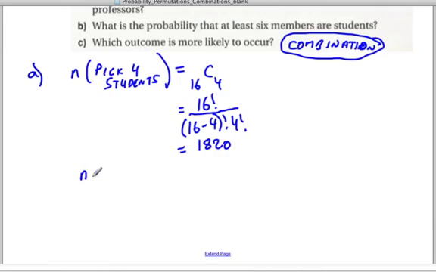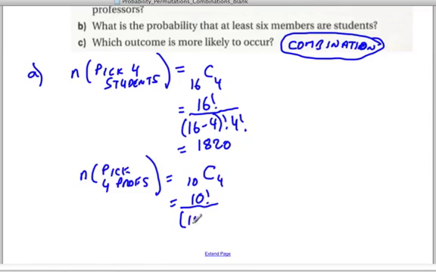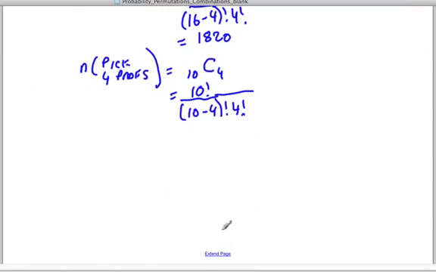Now the number of ways that we can pick 4 professors out of the 10 is equal to the combination of 10 choose 4, which is 10 factorial over 10 minus 4 factorial times 4 factorial, which is equal to 210.